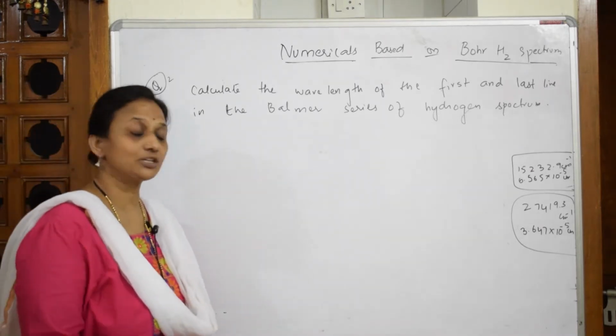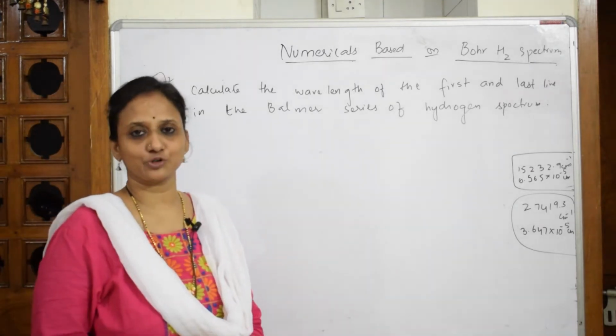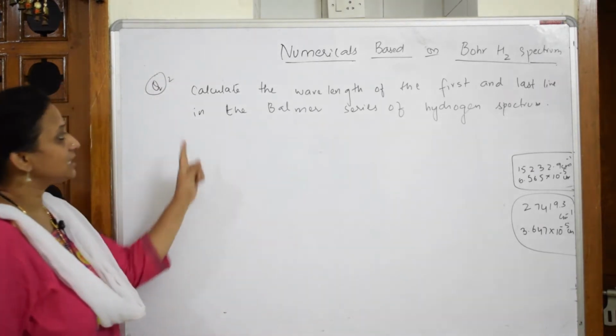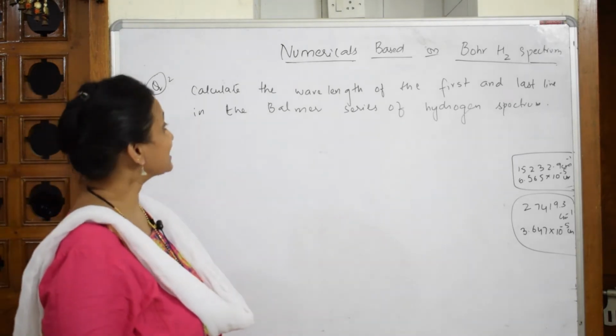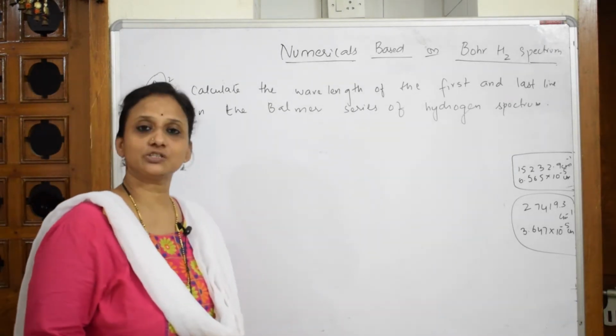Right. Now let's come back and do one more numerical based on the same concept. Fine. So here what do they give us? Calculate the wavelength of the first and the last line in the Balmer series of the hydrogen spectrum.